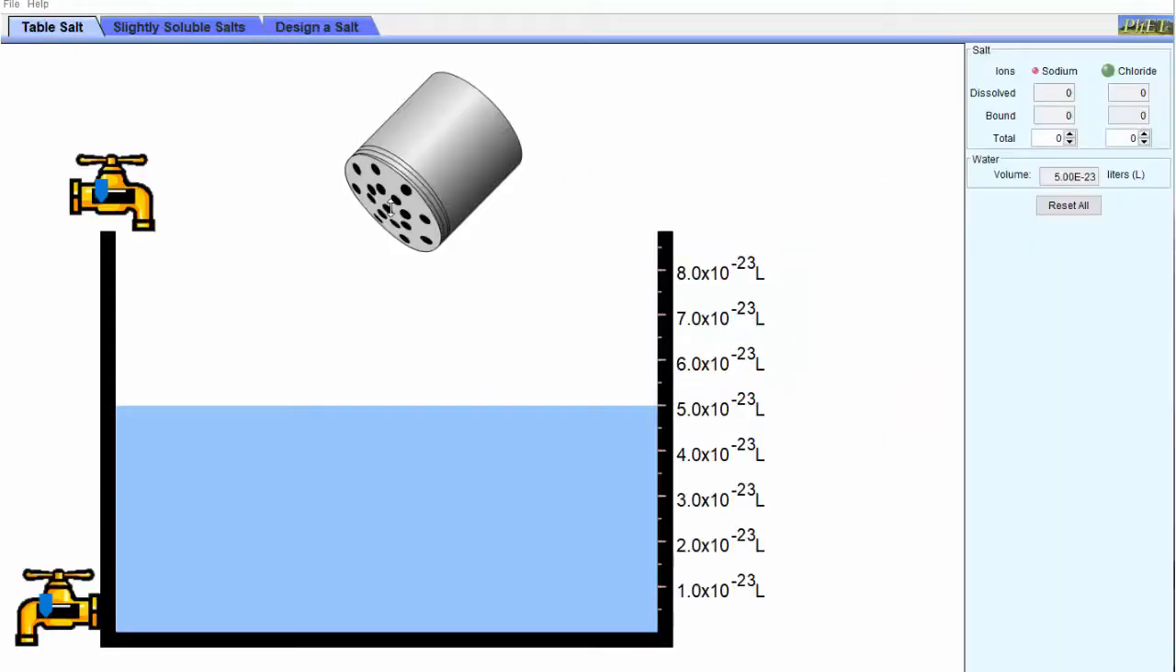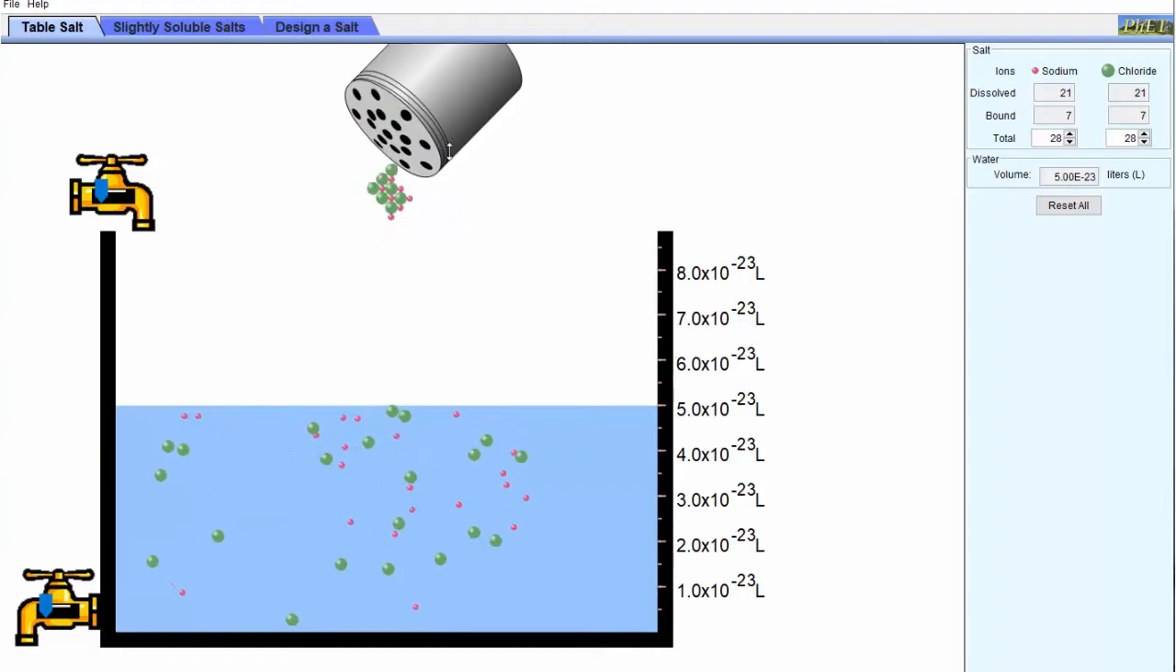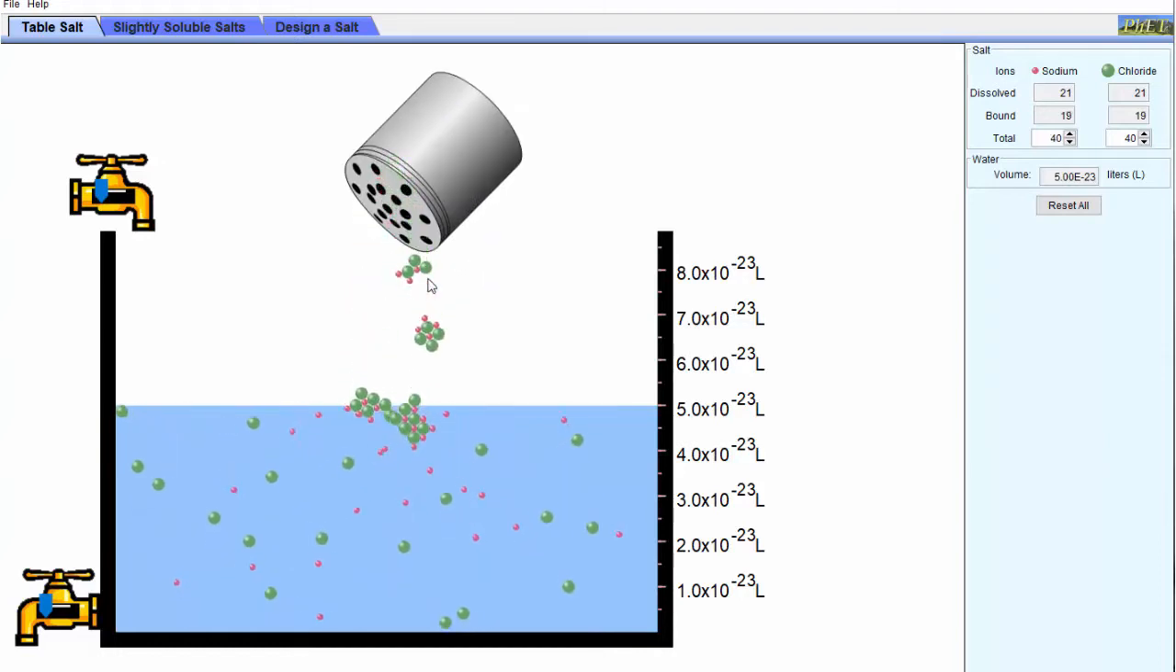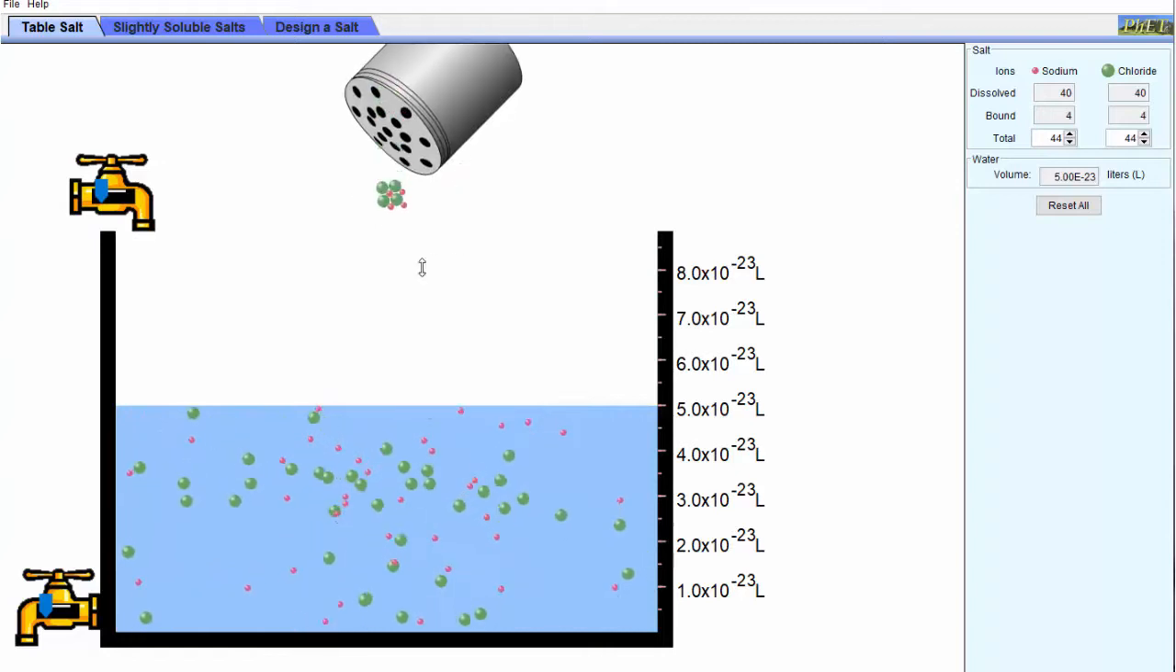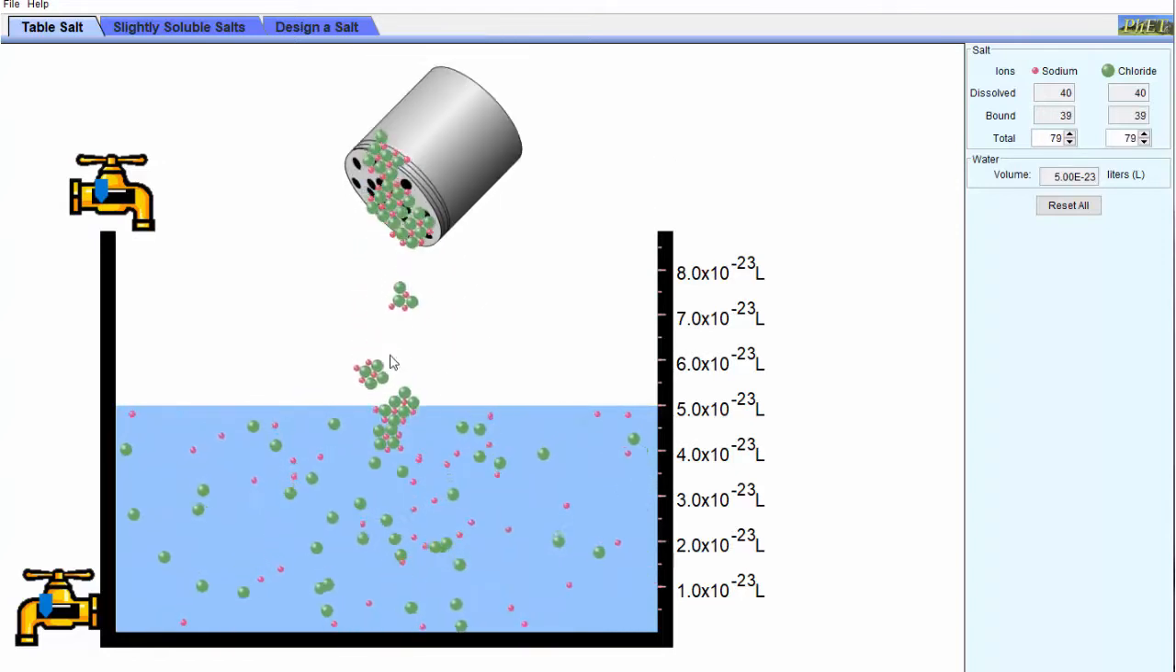This PhET simulation shows, at a molecular level, crystals of sodium chloride being dropped into water. The red balls are sodium ions and the green ones are chloride ions. The individual water molecules aren't shown to avoid the picture becoming too cluttered. They just use a simple blue background.